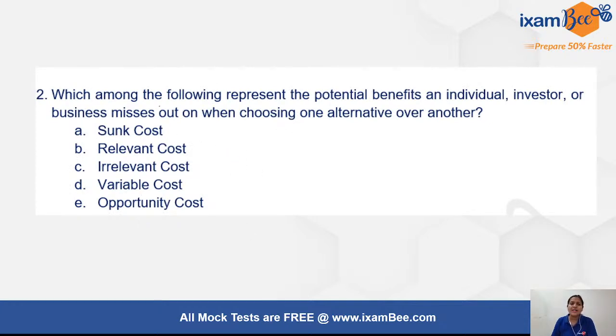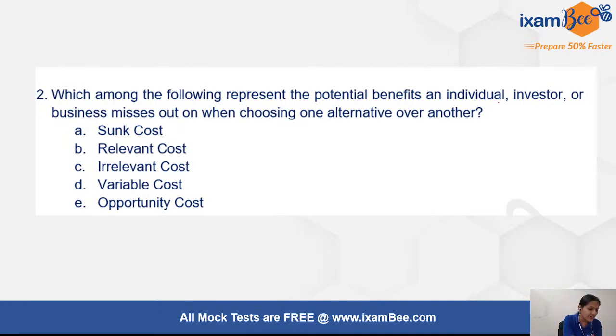Second question was, they had given a definition and you had to tell which type of cost this is, right? So which of the following represents the potential benefit an individual or an investor or a business misses out when we are choosing from one alternative to the other, right? So if we have 2-3 alternatives and if we are choosing one of them and letting go of the other, then what is that cost known as?